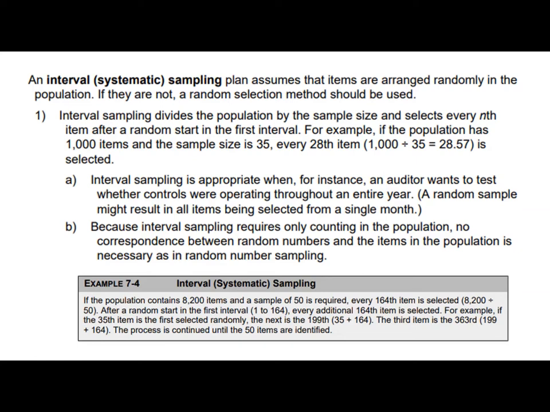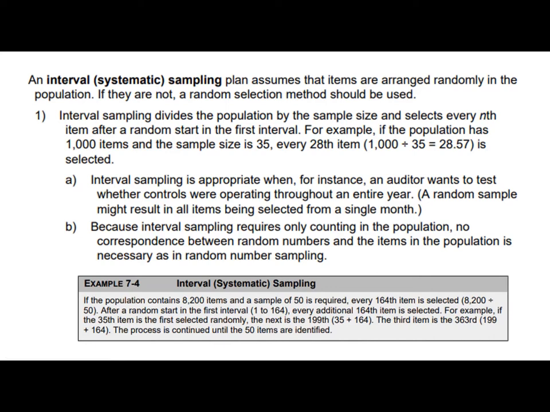So using systematic sampling, not random sampling. In random sampling, we pick based on the random number. In systematic sampling, out of 1,000 items you need to pick 35 items, which means 1,000 divided by 35 is 28.57. 28.57 has to be the interval of sample selection, because out of 1,000 items you need to pick 35 samples, so every 28th item has to be selected.